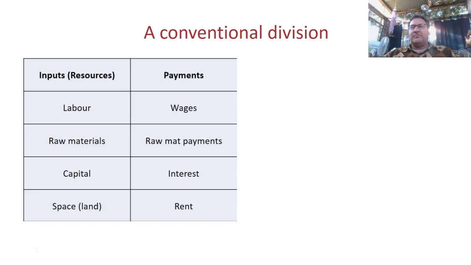using a conventional division of inputs. We've got the inputs of labour, raw materials or intermediate goods, capital, which remember is machines, tools, equipment, and space, or in other words, basically land. And there will be corresponding labels for the payments for those inputs. So labour is paid wages, raw materials is paid, well, there's no technical term for the payments to raw materials, so I'm just going to call it raw material payments. In the case of capital, the payment that is made for that is interest.